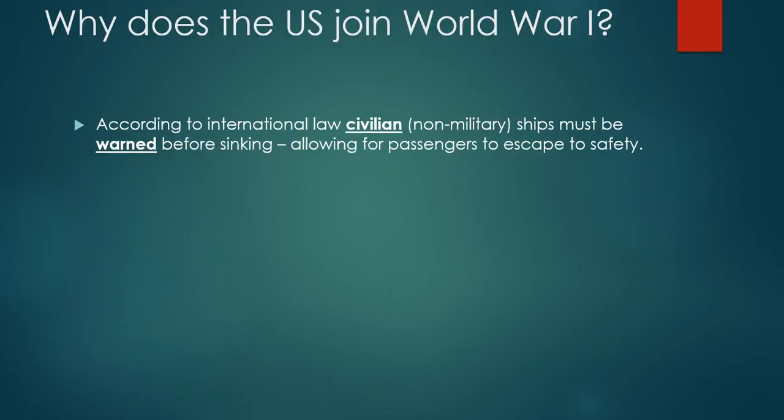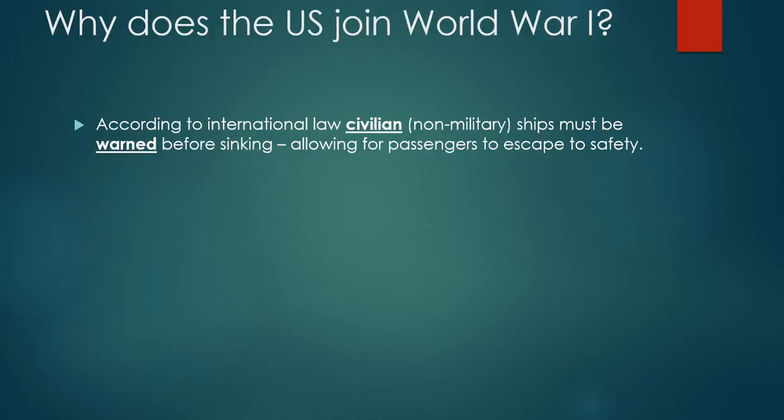There are two main reasons that we are going to get to. And the first is known as unrestricted submarine warfare. According to international law, civilian ships, which are non-military ships, must be warned before they are sunk. This allows civilian passengers to escape safely. So they just must be warned. They can't stop it at all.